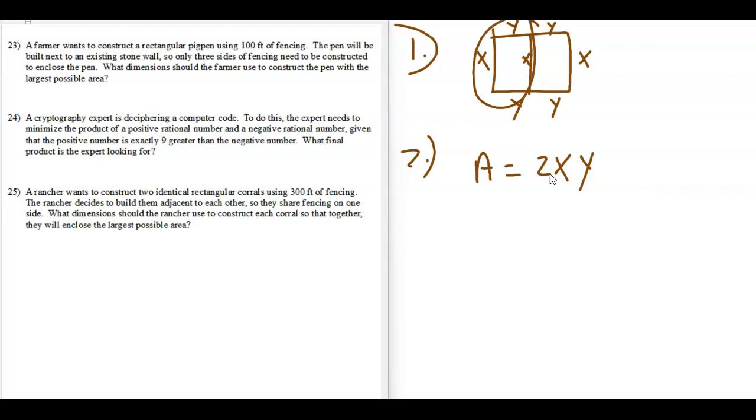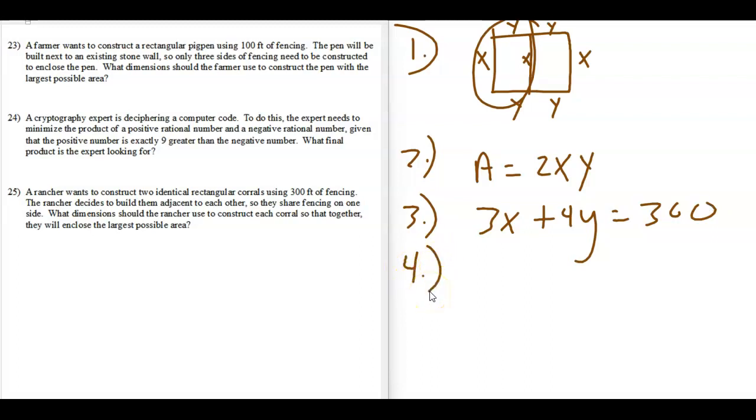All right. Step 3, we want to find our limiting factor. The limiting factor is we're only allowed to use 300 feet of fencing. There are 3 x values and there are 4 y values, and altogether that should add up to 300 feet of fencing. For step 4, we want to go ahead and solve the system of equations using the substitution method. And unfortunately on this one, I don't see any good way to avoid fractions. We're just going to have to deal with them here.